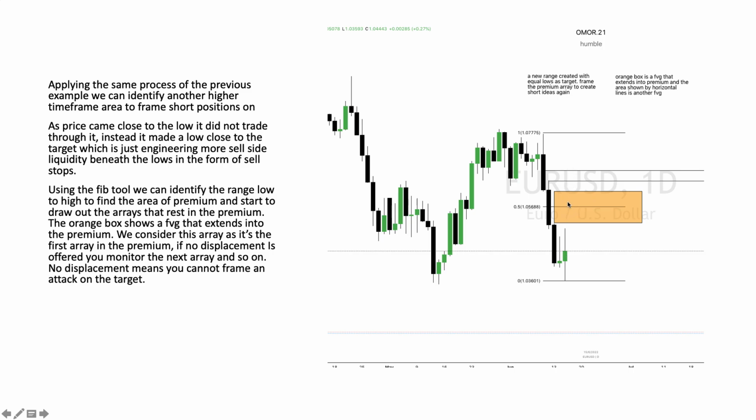Remember, we're hunting at each array until there's displacement offered. If there's no displacement offered here, we'd wait for here and essentially into the rejection block until we get that displacement away, right? No displacement means that you cannot frame your target. The displacement away from the array is what's going to save you from being offside in the market. If there's no displacement, don't try and frame a narrative without it. The displacement is what's going to green light you to your draw on liquidity. Then you start trading towards your draw on liquidity on an intraday time frame. This is what we've been doing in this lesson.